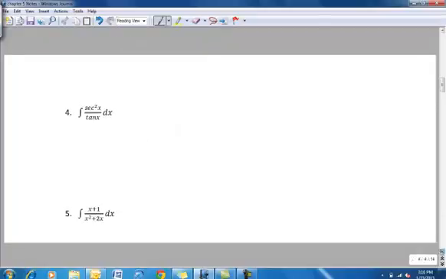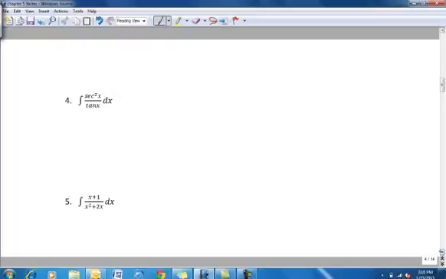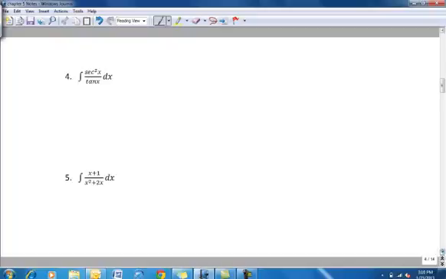Okay, number 4. Number 4 is a little deceptive. Notice that number 4, once again, is a fraction. Anytime you see a fraction, I think ln is at least worth considering. Hopefully you're seeing that pattern, and how many times I've said it as well. So we've got the fraction here. Let's check this to see if this fits the ln pattern, the u prime over u.